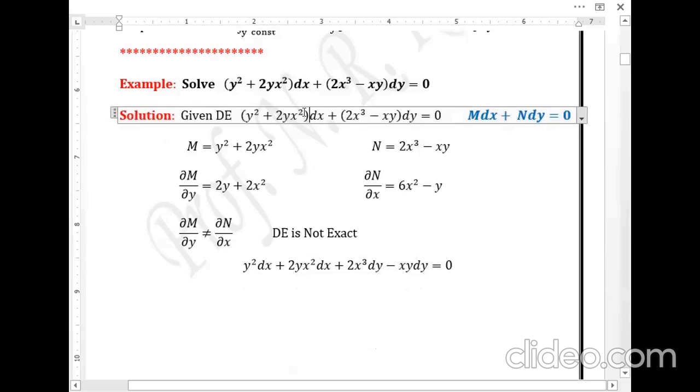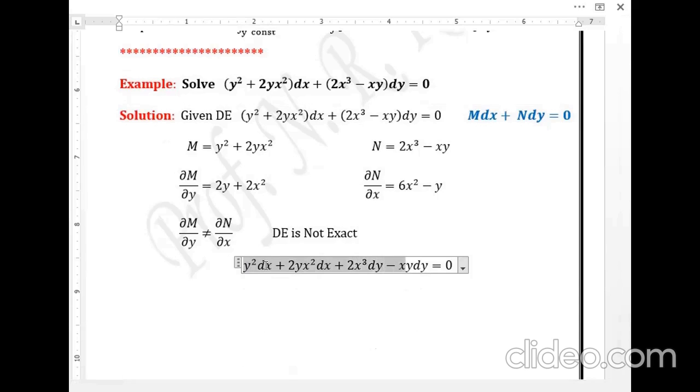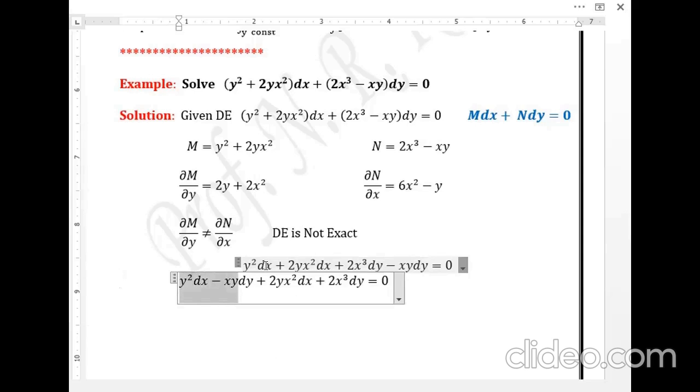We have to multiply dx into its whole coefficient and dy into its whole coefficient. So the equation becomes y² dx + 2yx² dx + 2x³ dy − xy dy. So we have to combine dx and dy together, representing the y² dx and x dy. We make the combination of dx and dy such that the index of variable y goes on decreasing. In the first two terms, the coefficient of dx is y² and the coefficient of dy is xy, and the index of y is 1.